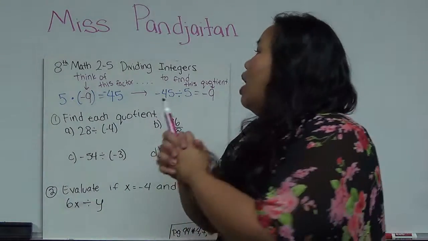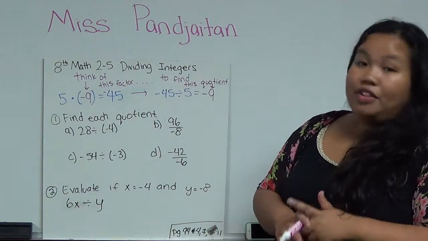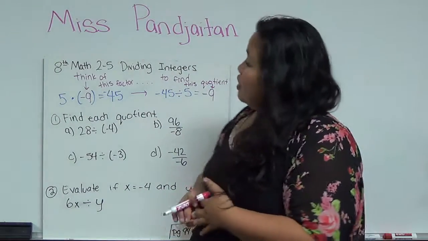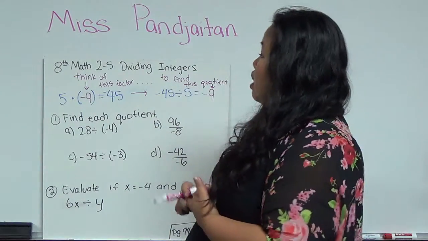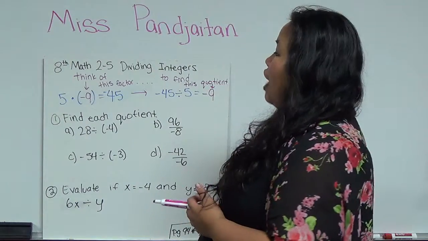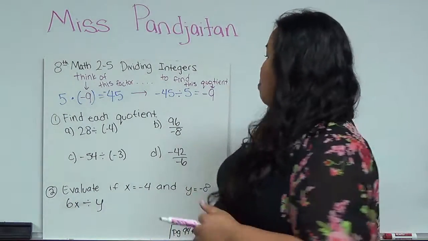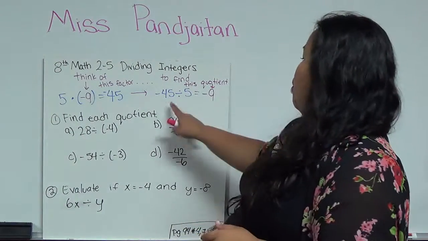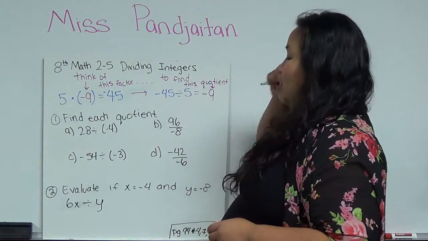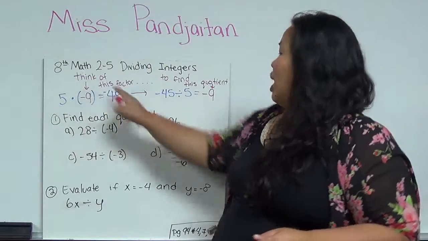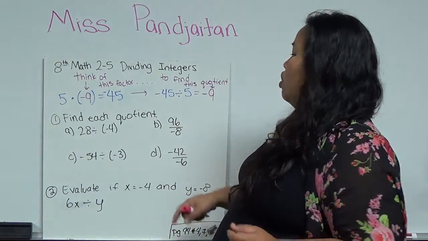In section 2.5 of 8th grade math, we're dealing with dividing integers, okay? So basically, in order for us to divide, we're trying to figure out what number multiplies to get that number. For example, if I want to divide negative 45 divided by 5, I have to think, what does 5 times negative 9 equal negative 45?